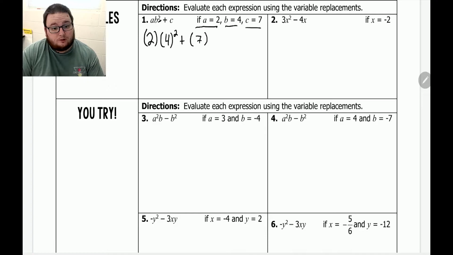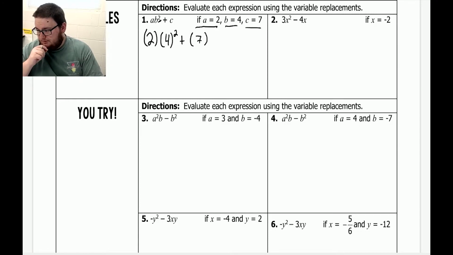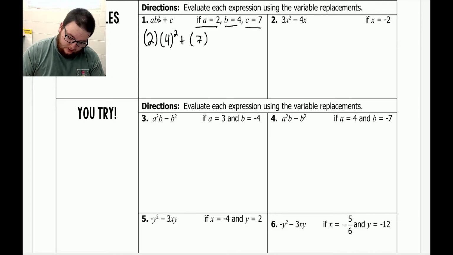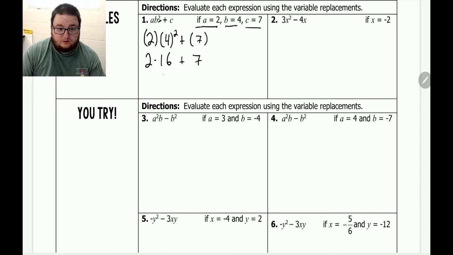Next, we're going to follow order of operations. So we do whatever is inside the parentheses first. Well, there's no operations inside the parentheses. So next, we're going to do the exponents. The only exponent that we have for this problem is the 4 squared. So we're going to rewrite this. We have 2 times 4 squared is 16 plus 7. So now we have 2 times 16 plus 7. 2 times 16 is 32, and we're adding 7, and 32 plus 7 gives us 39.